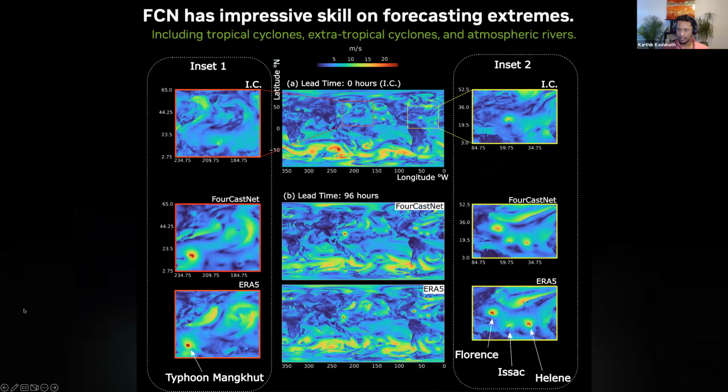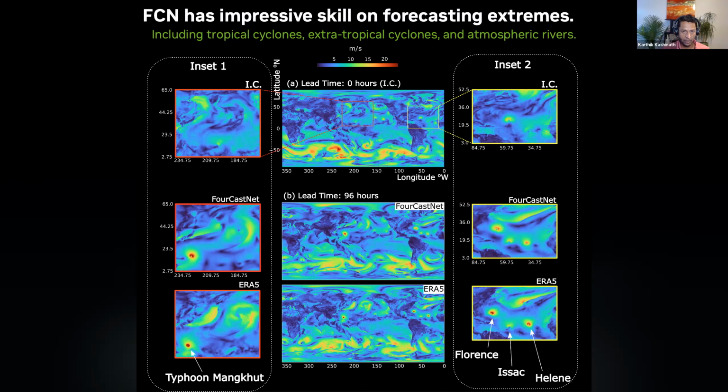So looking into some of the predictions, there's a host of other figures in the paper, which I think was mentioned on one of the previous slides, but I can point you to it in the chat as well. So these are images showing the forecast at 96-hour lead time. On the top is the initial condition, in the middle is ForecastNet predictions, and the ground truth ERA5 at the bottom.